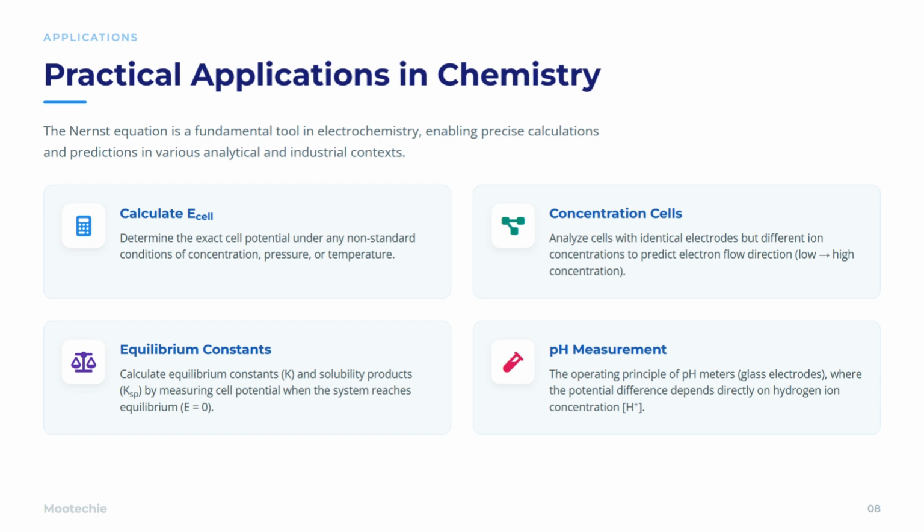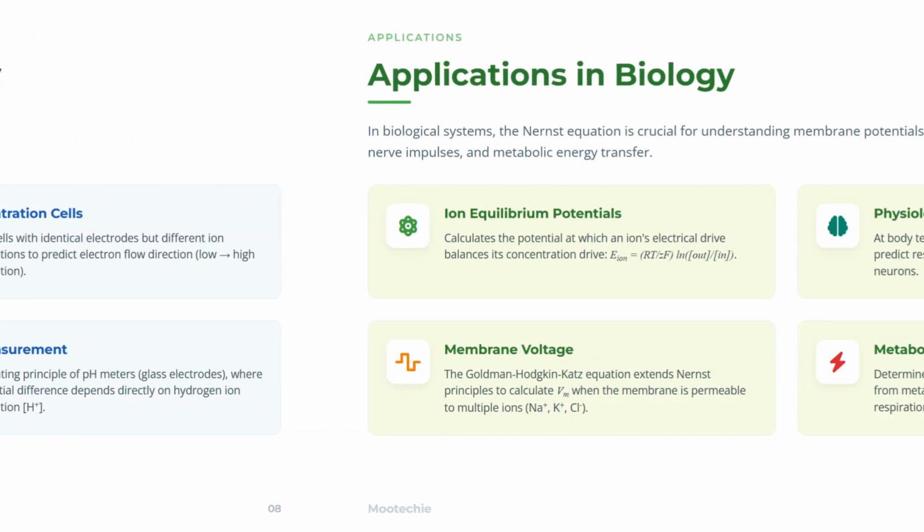It helps us analyze concentration cells, which have identical electrodes but different ion concentrations, to predict the direction of electron flow, which is always from the low concentration half cell to the high concentration one. And it's the core operating principle behind pH measurement in pH meters, where the potential difference from a glass electrode depends directly on the hydrogen ion concentration. Following this, we'll discover its incredible applications in biology.